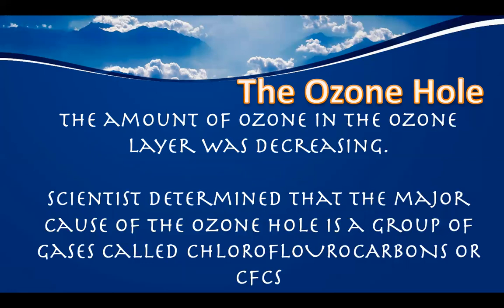What is to blame for the ozone hole? Scientists determined that the major cause of the ozone hole is a group of gases called chlorofluorocarbons, or CFCs. They are human-made gases that contain chlorine and fluorine. CFCs have been used in air conditioners, aerosols, spray cans, and other household products. CFCs reach high into the atmosphere and react with the ozone molecule. The CFCs block the cycle in which the ozone molecule absorbs ultraviolet radiation. As a result, more ultraviolet light reaches the Earth's surface.